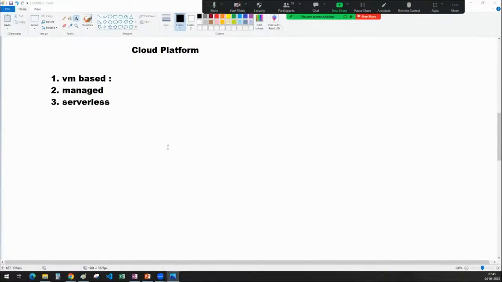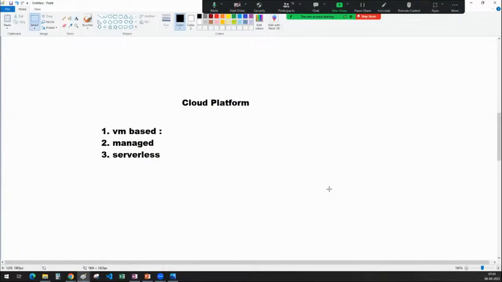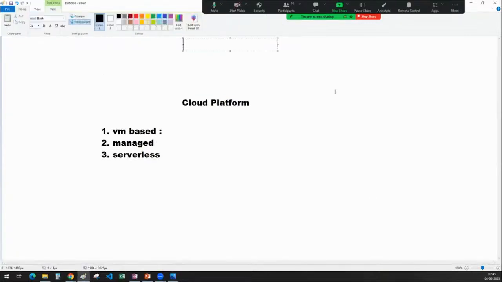So there are three categories in the cloud platforms. One is VM based, managed, and serverless. But before this, if you want to understand, there is one more category which is not a cloud platform. That is the non-cloud platform, we call it on-premises, right? So we have one more thing, that is on-premises. It is not a cloud.